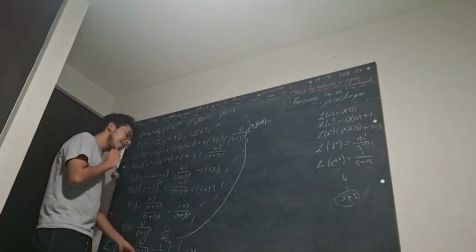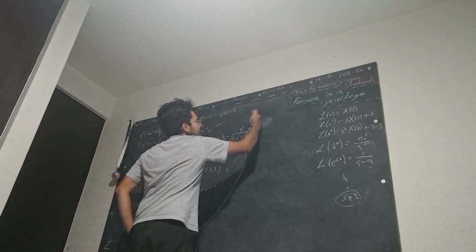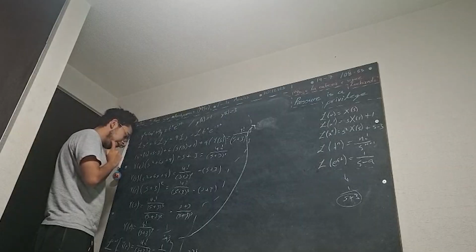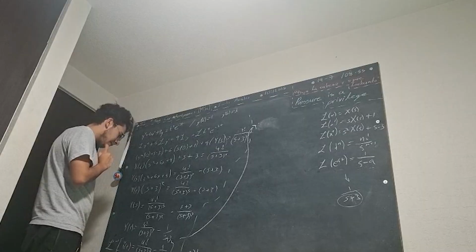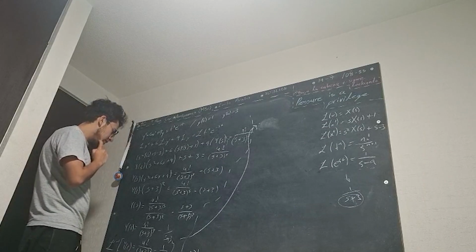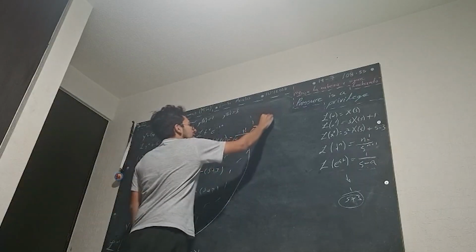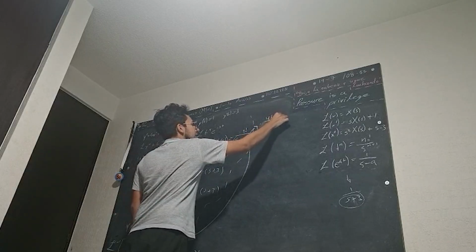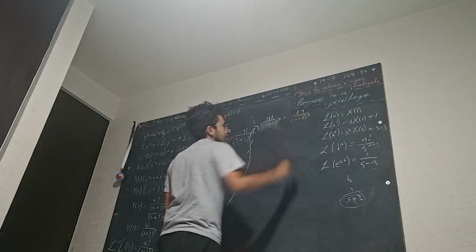And then we will have this. Okay, I will do this on that side. First I will look for the factorial: 4 times 3 is 12, 12 times 2 is 24, and that is 4 factorial. So we will have 4 factorial over (s plus 3) to the 7 is equal to 24 over (s plus 3) to the 7.